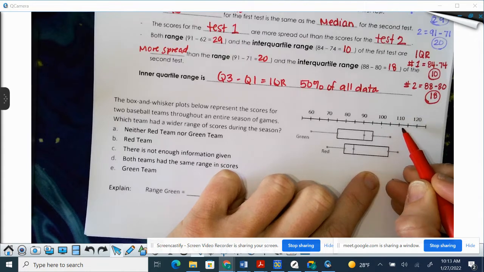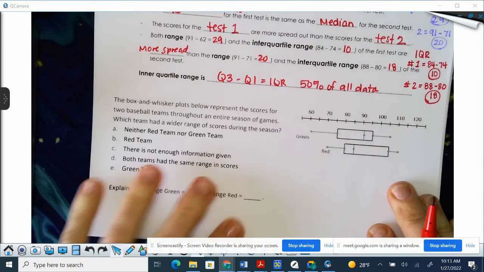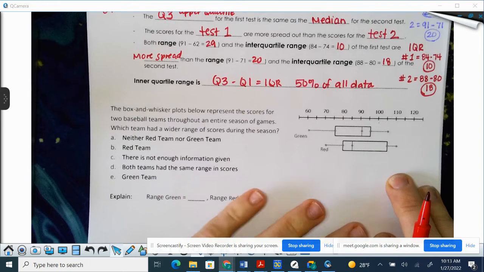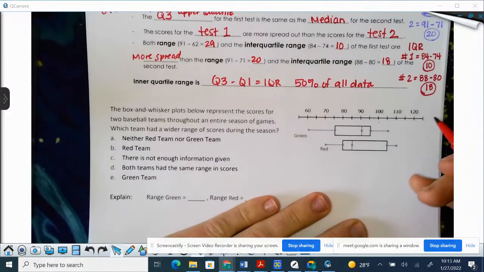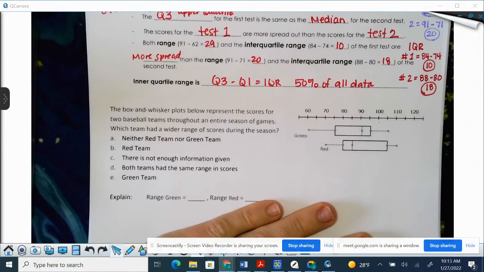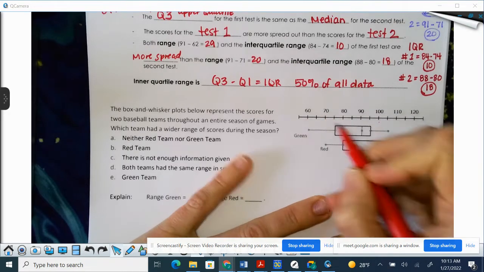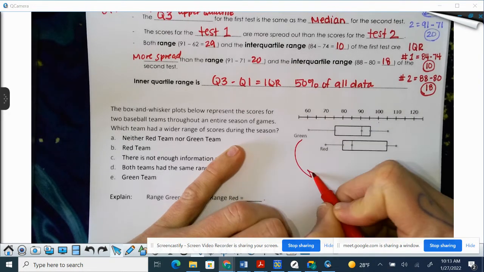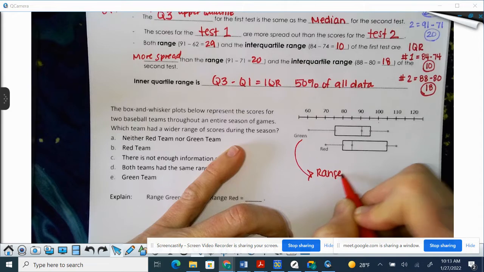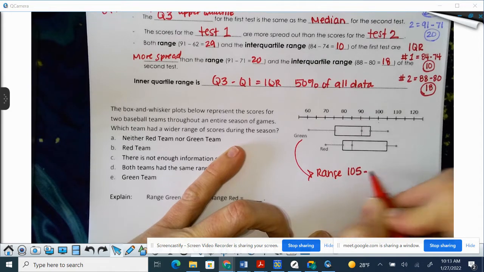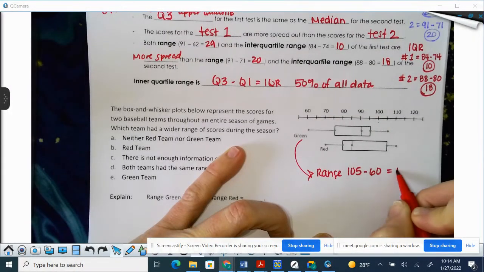So again, that goes back to making sure, sorry, this page is crooked, that you're paying attention to the way it's numbered. Seems super silly, but again, we get real excited and we're used to 1, 2, 3, 4, 5, or 5, 10, 15, 20, and it's not always like that. So we are counting these by 5. So that's 105 and that's 60. So green range is going to be 105 minus 60, which should give us 45.